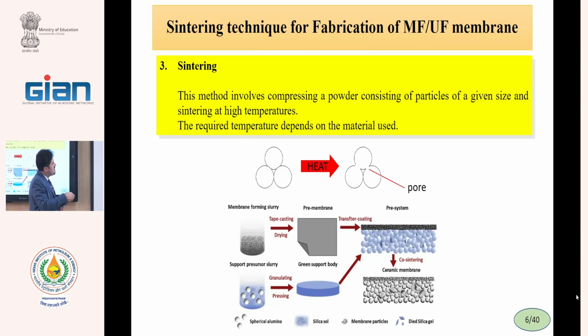By pressing and sintering of these particles, between the particles, we can produce the pores. If the particle is small, the resulting pores are small. If the particle is big, the resulting pores will be big. By controlling the size of the powder, we can control the size of pores. Therefore, the sieving and meshing of the powder is important in ceramic membranes.